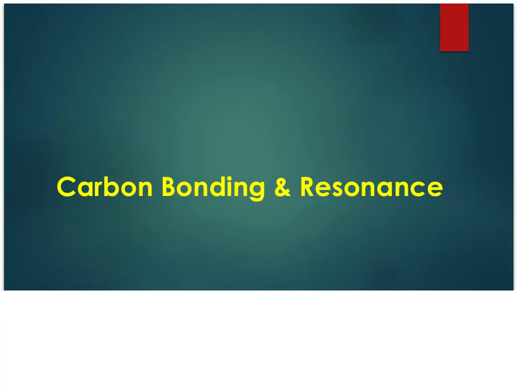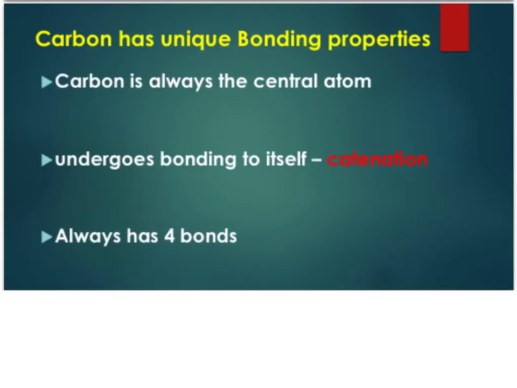Alright, so carbon bonding involves carbon atoms, right? And we're going to talk about what resonance means. So, remember, carbon has some unique properties to it. When we do compounds with carbon, carbon is always going to be the central atom. So that means carbon is always going to be in the middle.